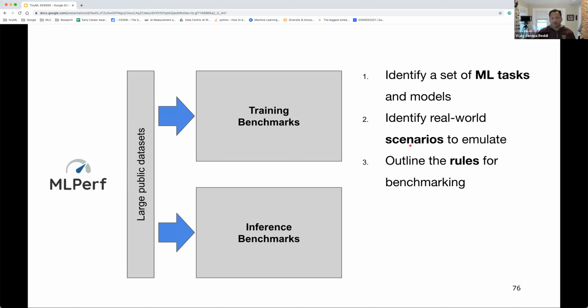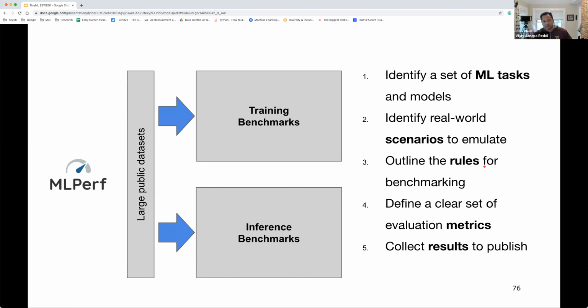And there are a set of rules around, if I want to run a piece of code, what are the things that I can change and cannot change and so forth. Then ultimately there are some machine learning metrics that allow us to compare systems, and then collect and publish results. I'm not going to go too deep into the nuances of this benchmarking organization. It's something you should check out, but I'm going to very quickly pivot into the TinyML side of the world.